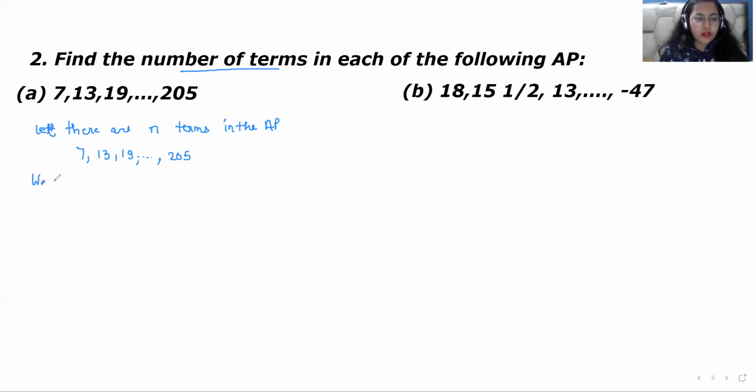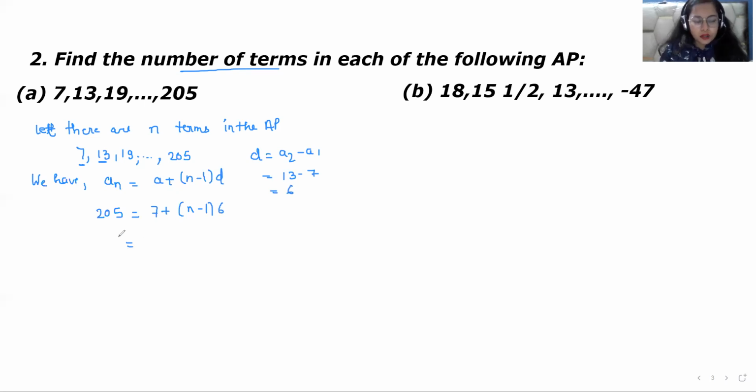And what do we have? an equals a plus (n minus 1) d. What is an? The last term, that is 205. What is a? The first term, 7, plus (n minus 1), where we have to find the number of terms. And what is the difference? d is a2 minus a1, that is 13 minus 7, which is 6.